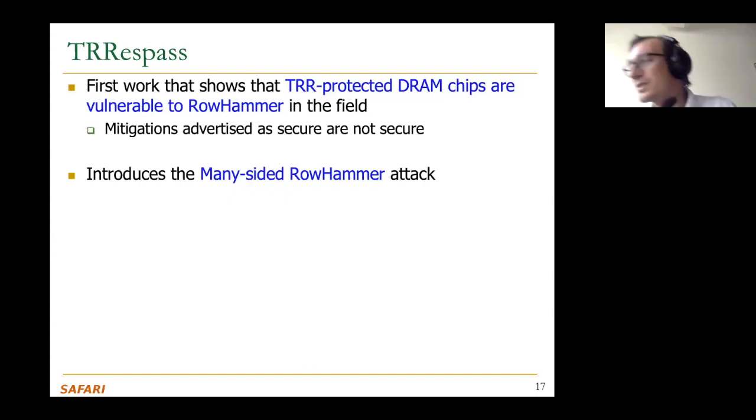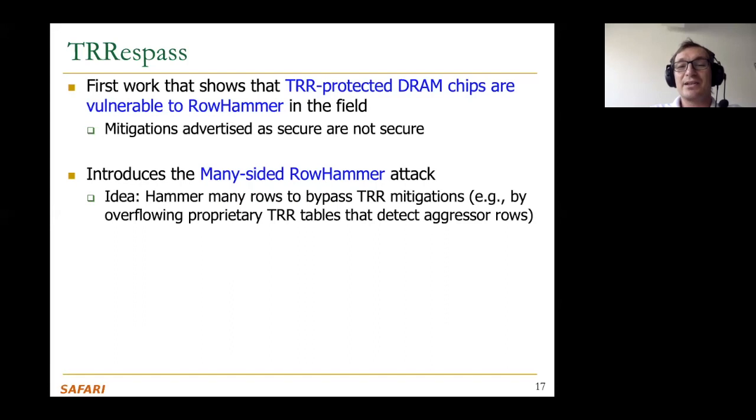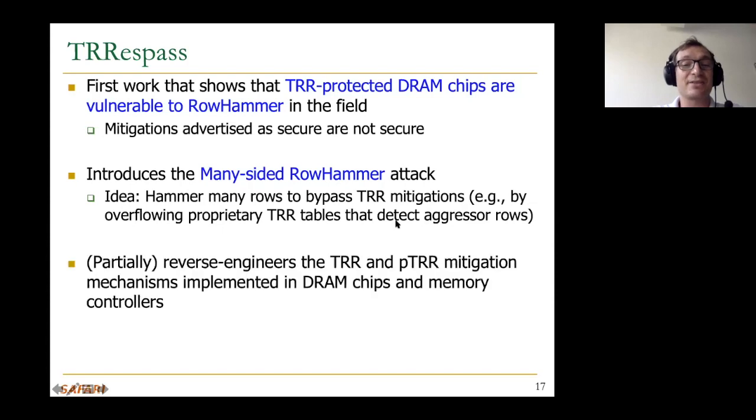Okay, TRR, target row refresh. I'm going to talk about that solution. This is the solution that's advertised by the manufacturers. I mentioned it briefly earlier, but I'm going to have another slide talking about TRR. So basically the idea is to hammer many rows in such a way that you can bypass TRR, target row refresh mitigations, as I mentioned, by overflowing these proprietary TRR tables that detect aggressor rows.